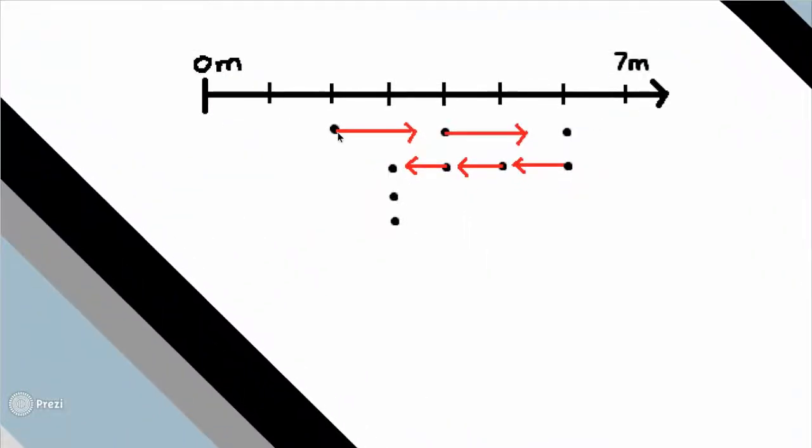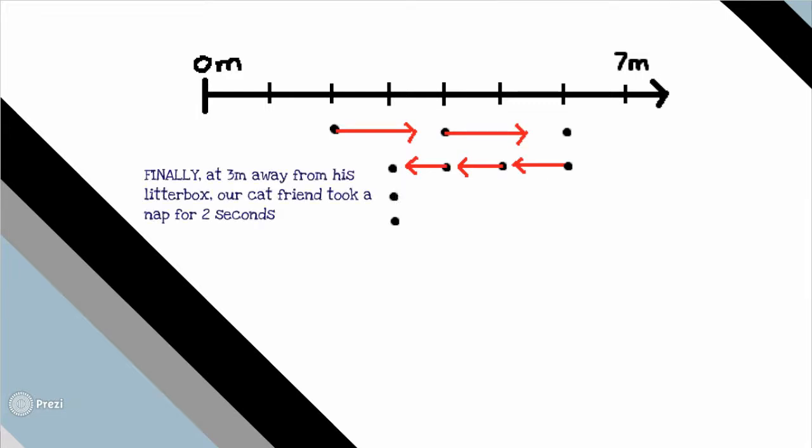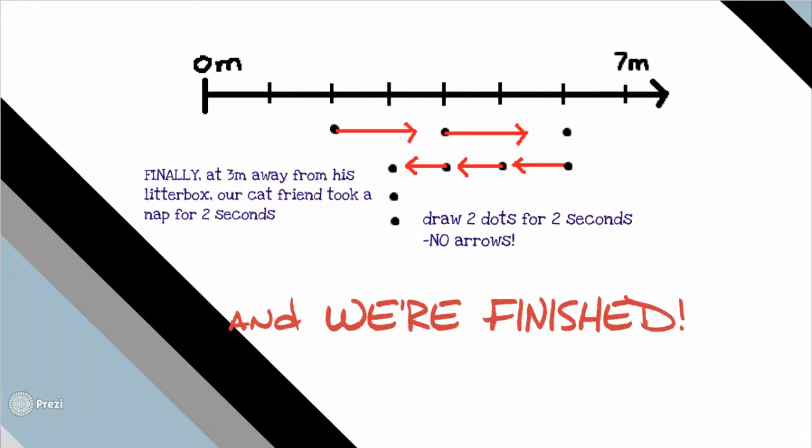And then that was 2 more seconds of nap time. So we're just going to put 2 more seconds without movement, no vectors, underneath that last one. And that's it. That's all you have to do.